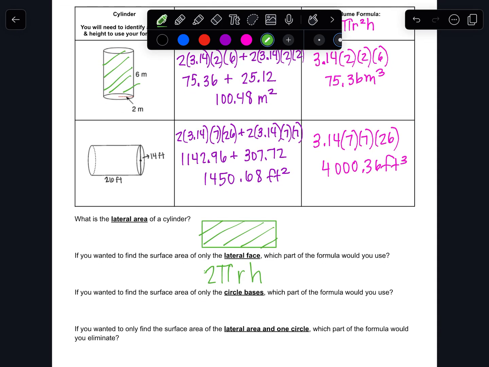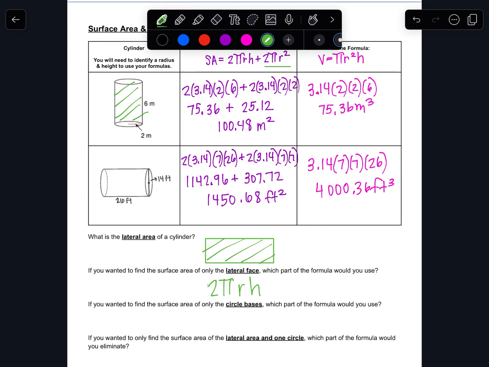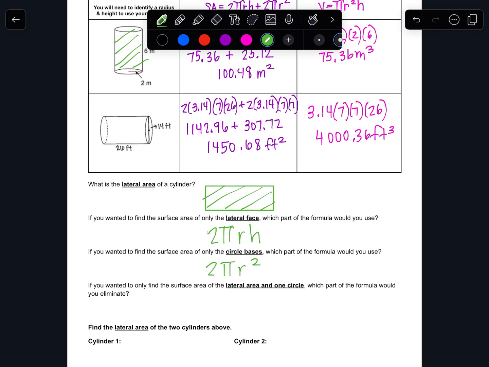If I want to find the surface of only the circle bases, which is part of the formula, you would use that last half. There's 2 circles. Pi r squared is area. So 2 times pi r squared is just the 2 circular bases on the top and the bottom. If I wanted to find only the surface area of the lateral area and one circle, you would literally say, well, here's the lateral area. And then I only need 1 circle, so instead of multiplying pi r squared by 2, I would just say plus pi r squared, or that 1 circle, whether it be the top or the bottom.